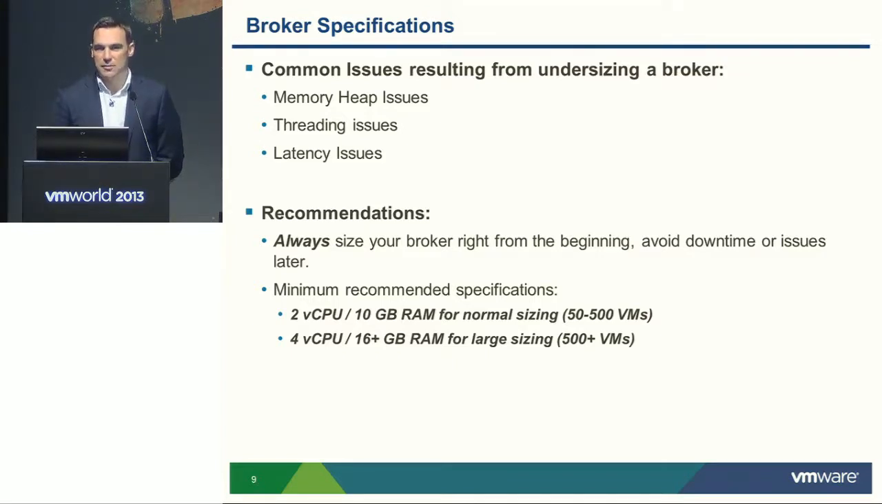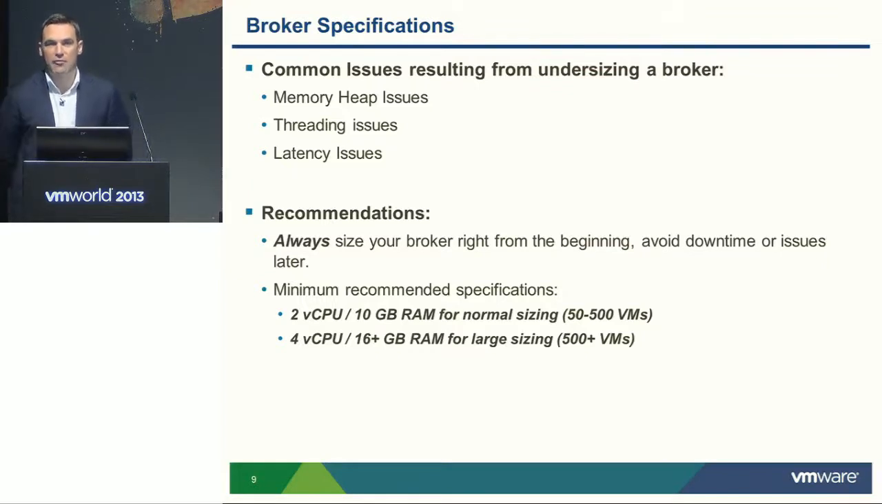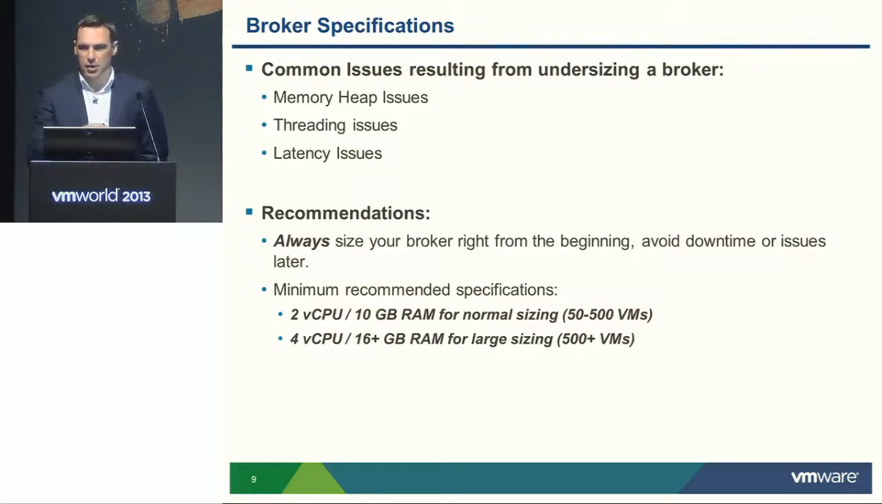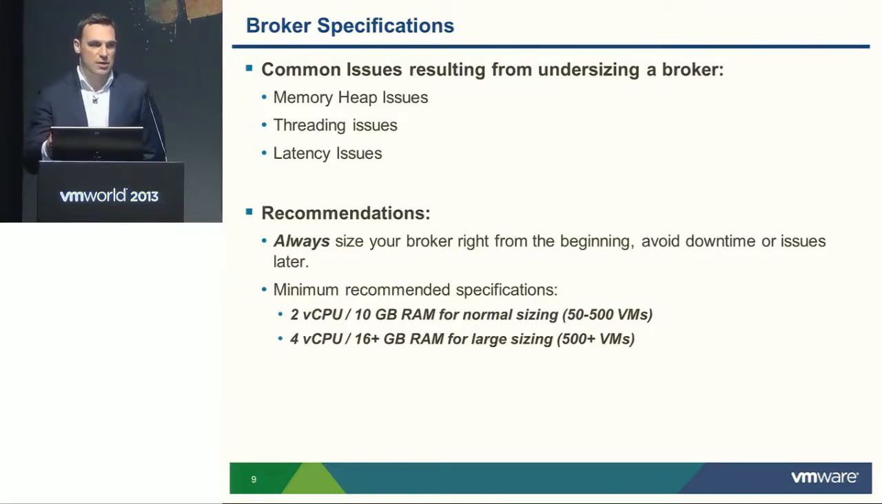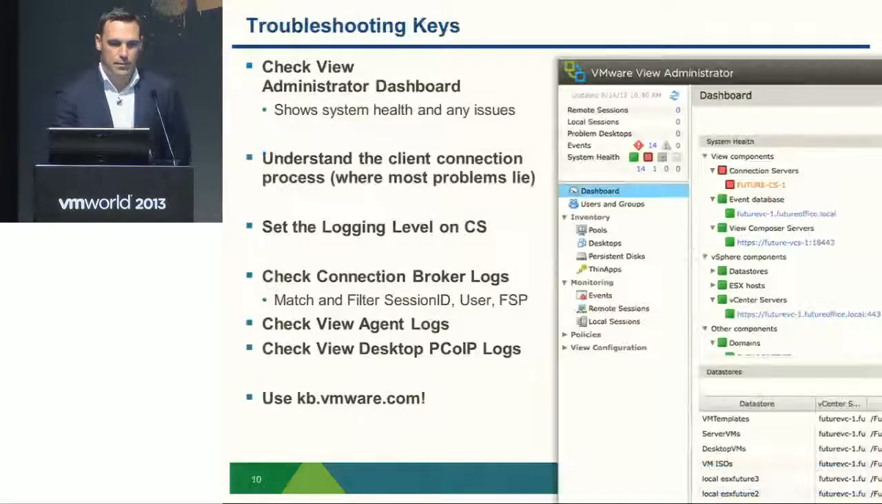If you then adjust the amount of RAM allocated to that VM after install, View will not use it because it's already configured the Java heap size. So we've got some guidance on kb.vmware.com which will tell you how to adjust that Java heap size post-install of View connection server. So just be aware of that.